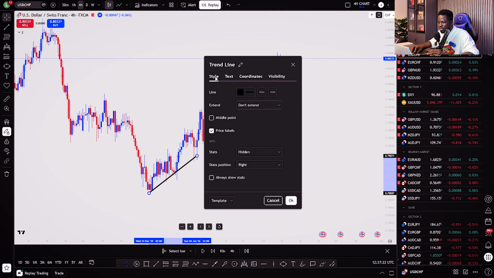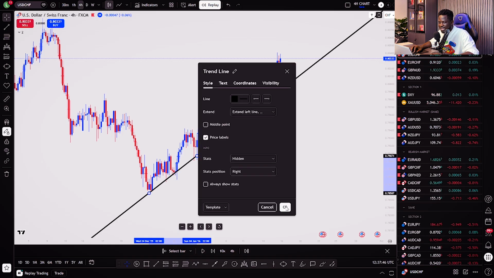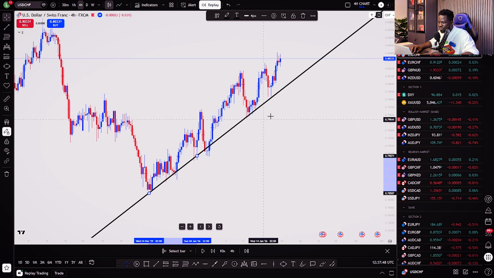Then I'll click on the style tab, come to the extend option, then click on this option here to bring out a drop down menu that consists of extend left, then extend right line, then click OK. You're going to see the extension of the trend lines.